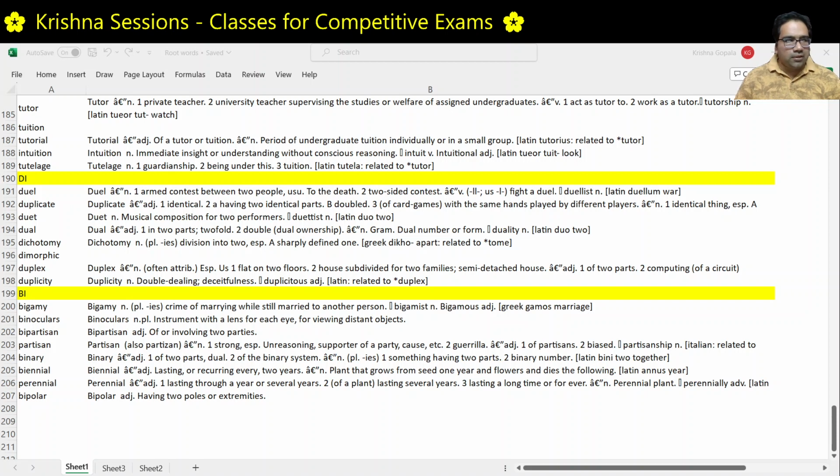Next. Dimorphic. Dimorphic is actually coming in two different forms. Yesterday we discussed morph. Morph is kind of form, amorphous and all we discussed. Right. Dimorphic is actually coming in two different forms.